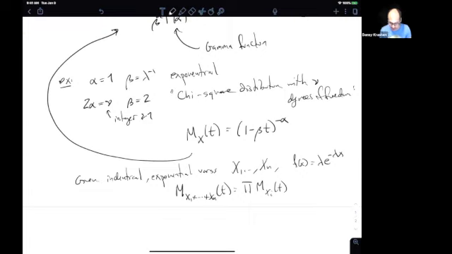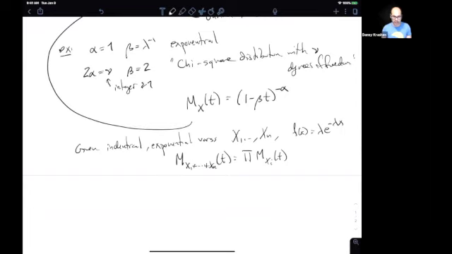So let's do that. Let's grab a sum of n exponential variables. The moment generating function we get is the product of the moment generating functions. We know that the exponential has a moment generating function given by this, where alpha is 1 and beta is lambda inverse. You have a product of these where i goes from 1 to n. You multiply those all together, you get 1 minus lambda inverse t to the minus n.